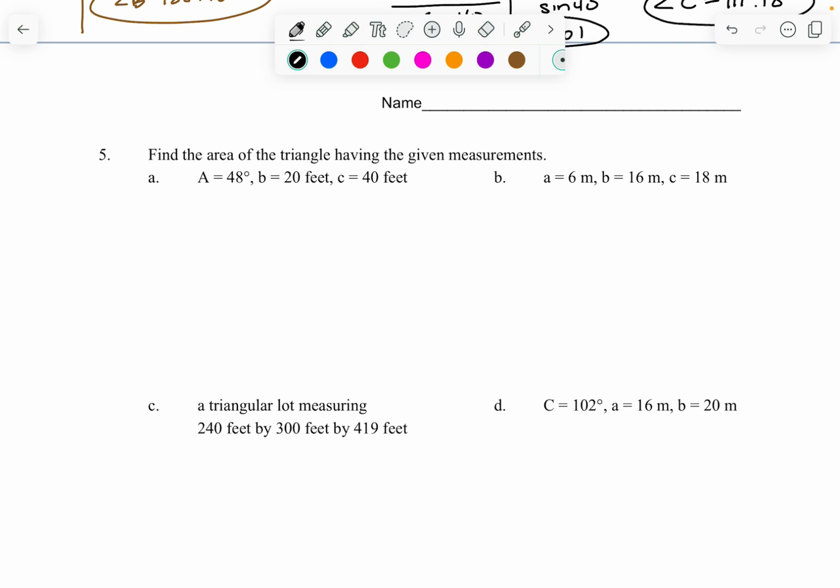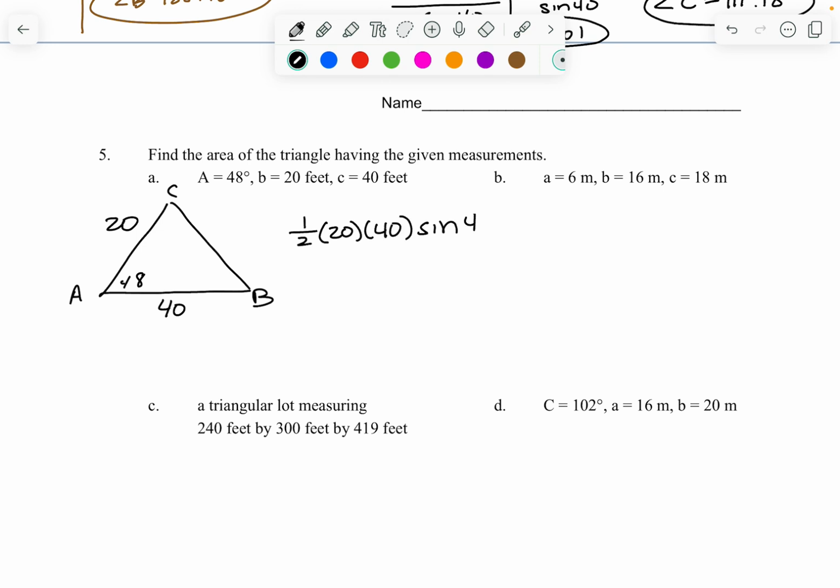Find the area of a triangle. The formula you use depends on what you have. In this case, when you have side angle side like that, you've got to use, I don't even remember what it's called. Is it Heron's? I don't know. You've got to use the one where it has sine of the angle. So half times side times sine 48. That is what you do. So 0.5 times that.